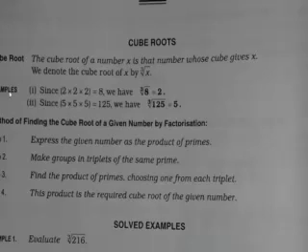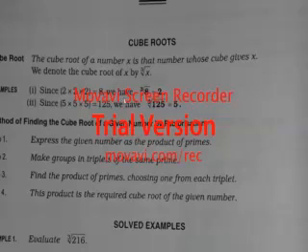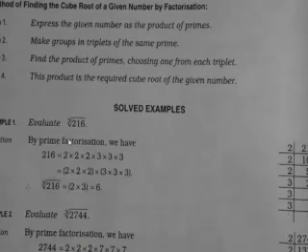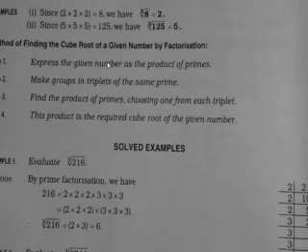So if you will see examples, here it is 2 into 2 into 2, 3 times 2 is multiplied, then it becomes 8. So we have cube root 8 is 2. In same way, since 5 into 5 into 5 is 125, so cube root 125 is 5. Okay, now here it is the method of finding the cube root of a given number by factorization.